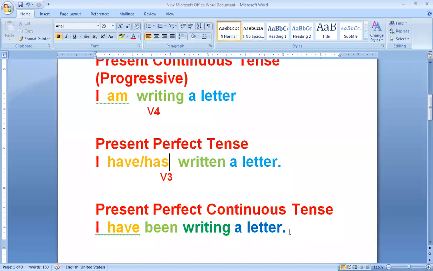Present perfect continuous tense. It's more sad news after Mr. Irfan Khan.